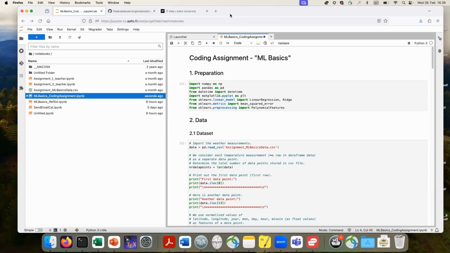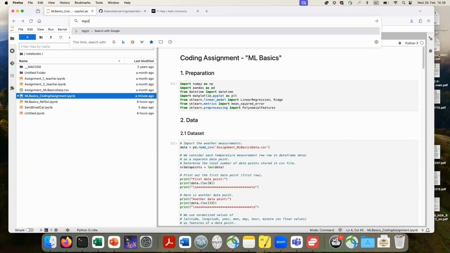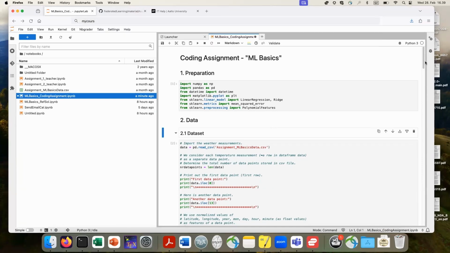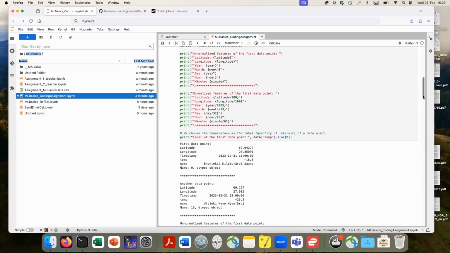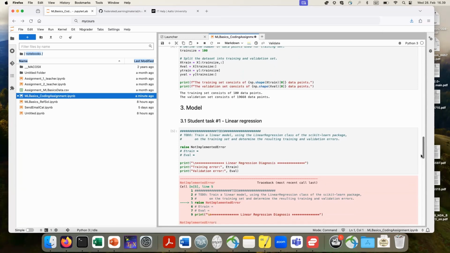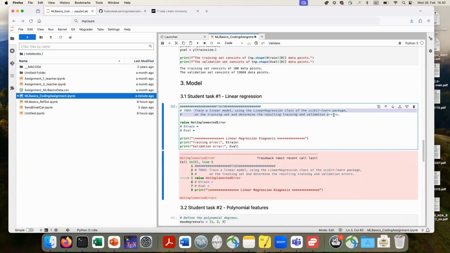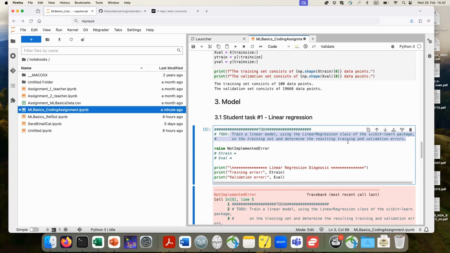Maybe now that I'm here already, you should look out in these notebooks for student tasks. So your first task is to spot the student tasks. So student task one here, and Alexander has prepared a short explanation of what you should do: train a linear model using the LinearRegression class of scikit-learn, and determine the resulting training and validation errors. That's not too hard, I hope, in the beginning.